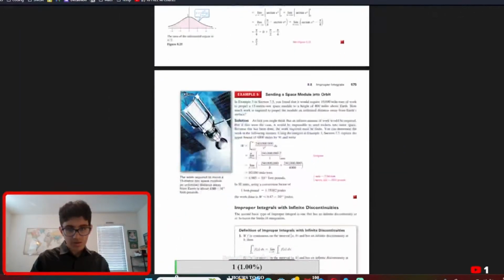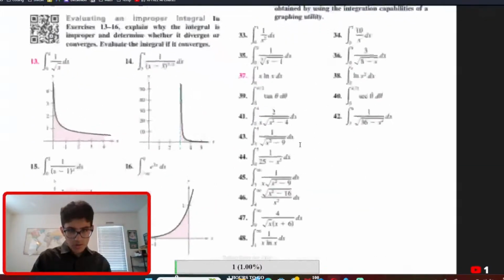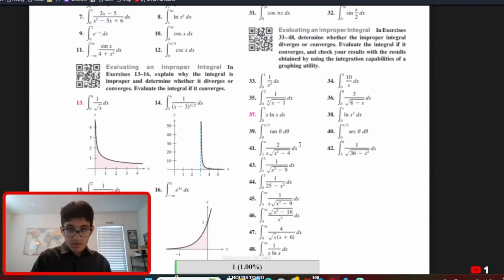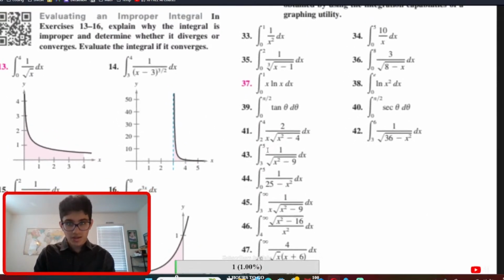And then, okay, so all we have to do now is do one or two difficult practice questions and we should be good to go. Okay, 3 to 5. Determine whether the improper integral diverges or converges. Okay, so 40 diverges, right? Well, I should check the odd ones because those are the ones that really matter.